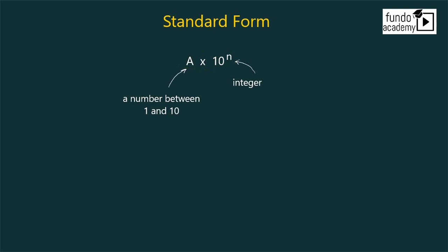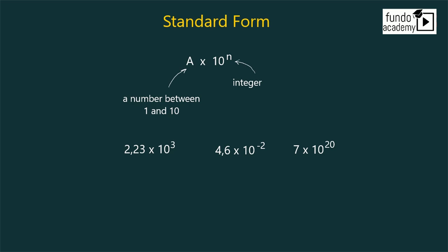You can have numbers like 2.23 times 10 to the power 3. This is an example of a number that is in standard form. Another number in standard form, 4.6 times 10 to the power of negative 2, is another example. You can have a number like 7 times 10 to the power of 20. It's another number that is in standard form.